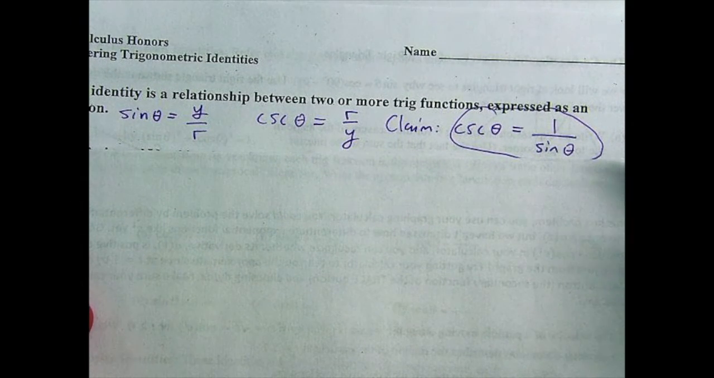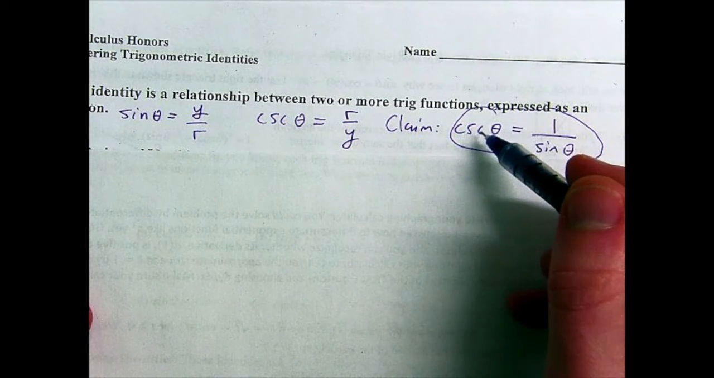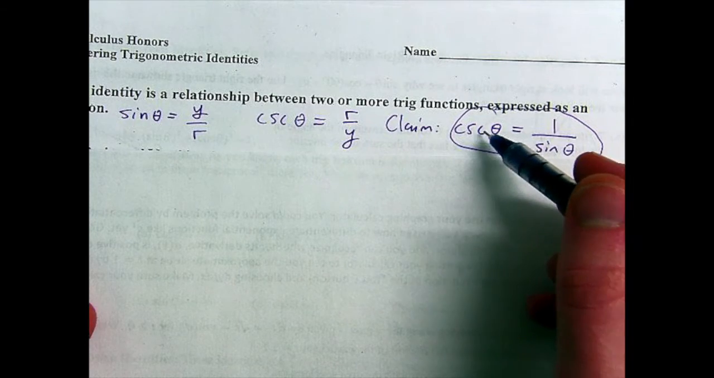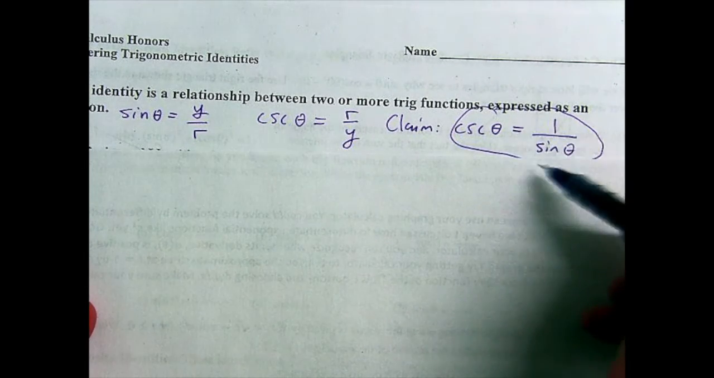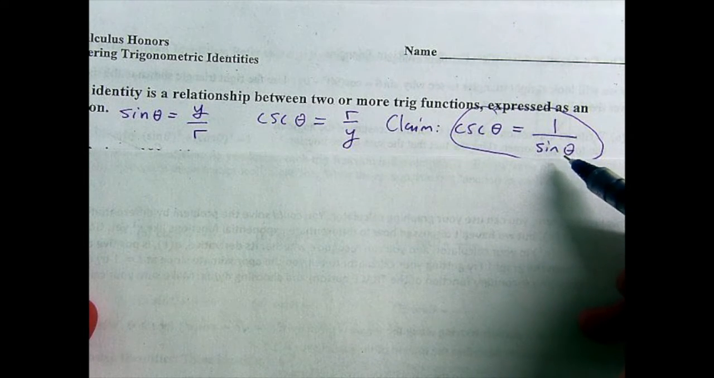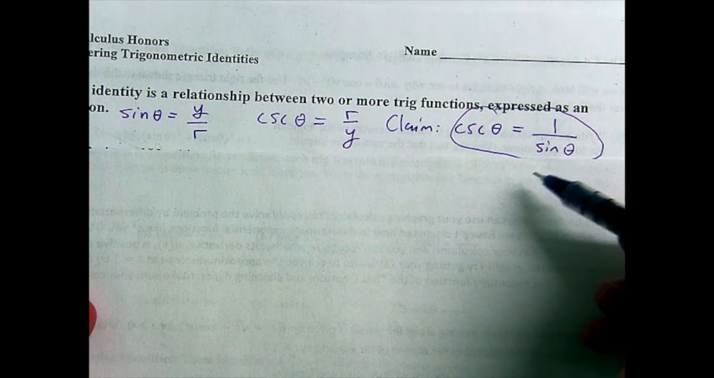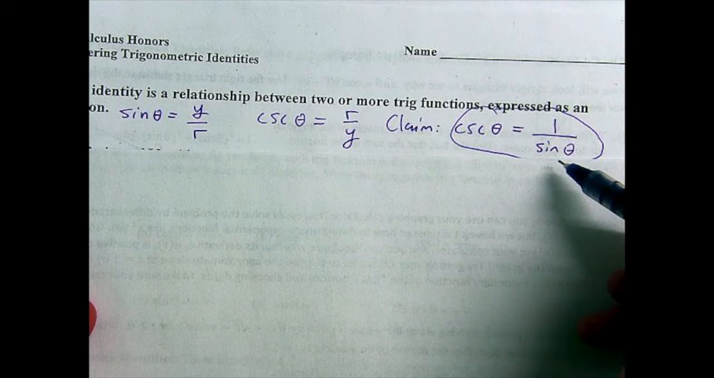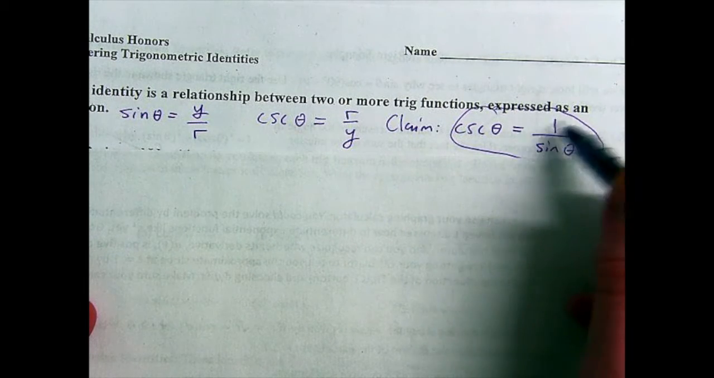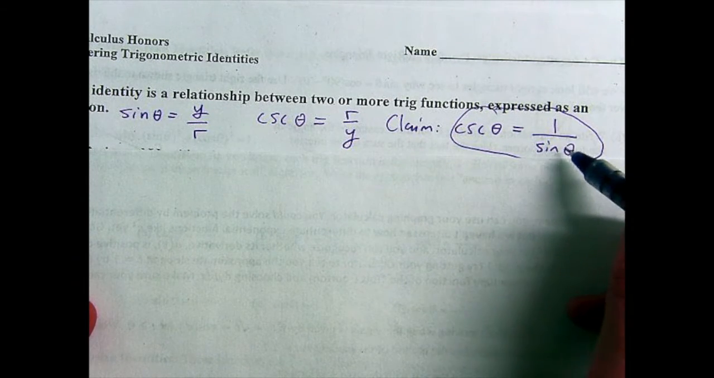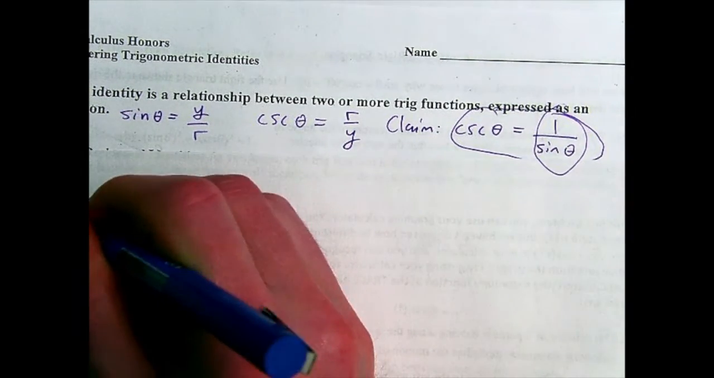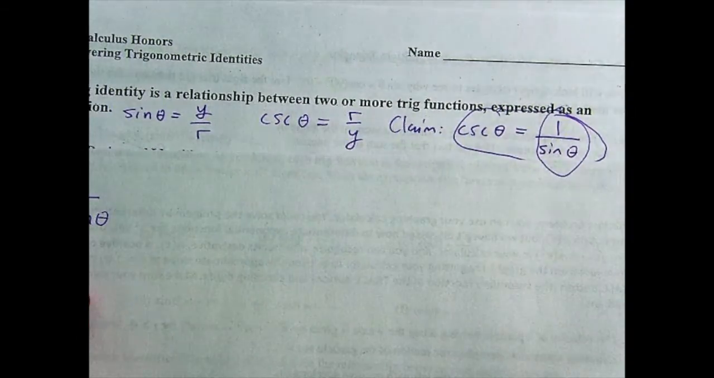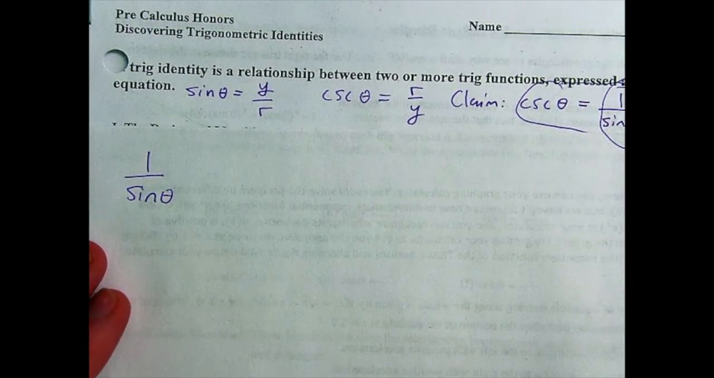Typically, I could technically take the left-hand side and transform it into the right-hand side, or I could do the reverse and take the right-hand side and transform it into the left-hand side. But generally speaking, you should pick the more complicated side and try to transform it into the simpler side. I'd say that looks more complicated, so I'm going to start there. So let's look at 1 over sine theta. So what is 1 over sine theta?